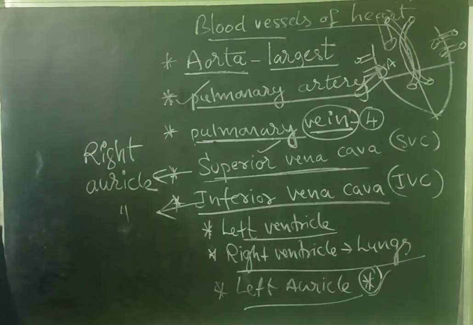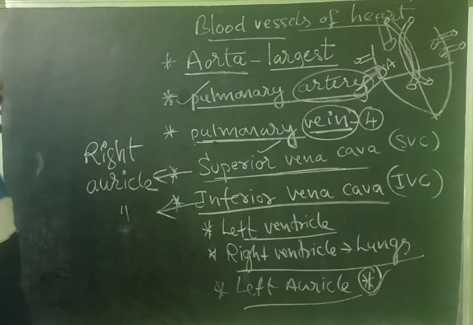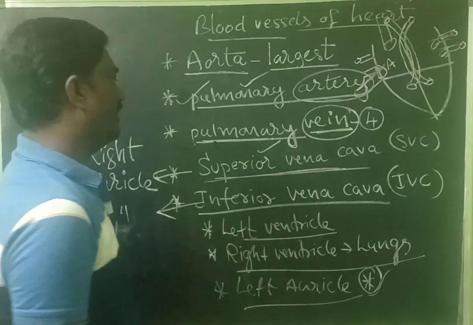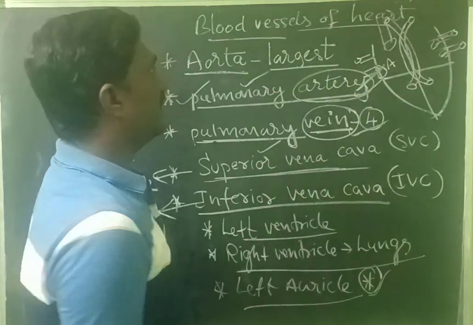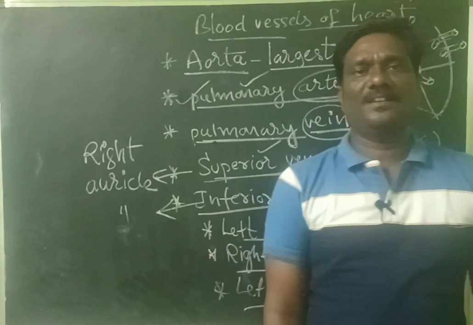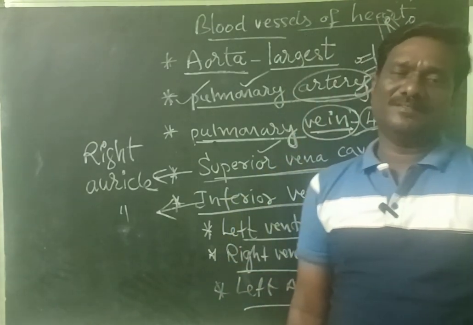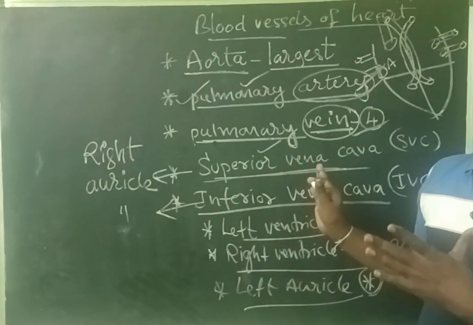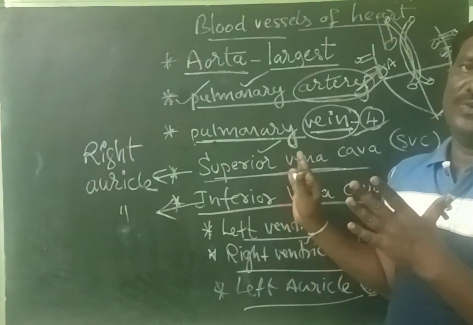So here, all arteries have pure blood except the pulmonary artery. All veins have impure blood except the pulmonary vein. This is the difference. These are the associated blood vessels of the heart, where various varieties of arteries and veins are present. We will discuss them in later slides. This is only the blood vessels associated with the walls of the heart.